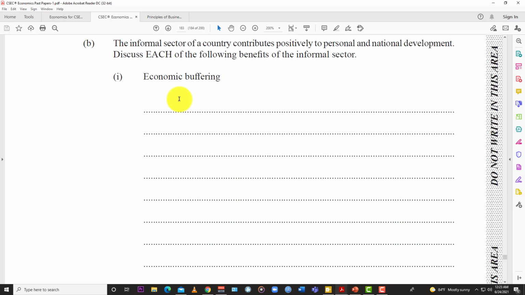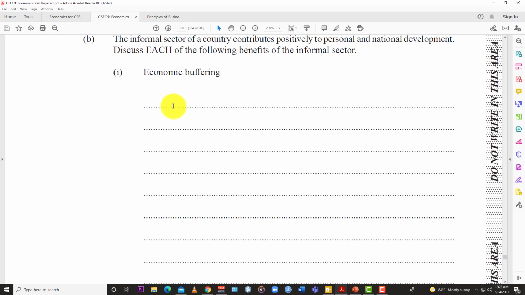So those are things that people would do on the side. You might want to call it a side hustle. It's not a registered business, it's just something you do to make some money. So economic buffer helps to bolster your income in hard times, or to make up for your spending. It's a net that helps to catch you when the formal sector would have failed you or not paid you enough. So that's what they're talking about when it's an economic buffer. You have a little side hustle, a little job on the side to make some extra income to buffer your economic situation. So that's what they're talking about, economic buffering.